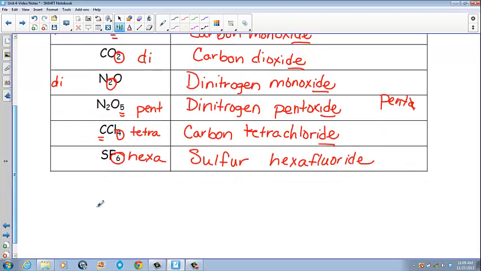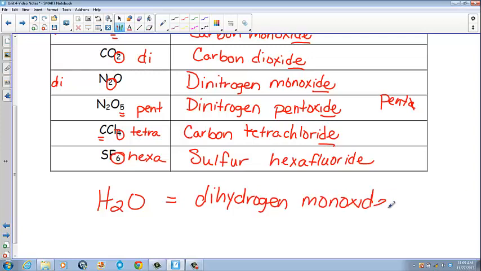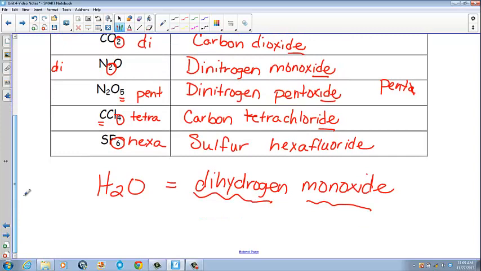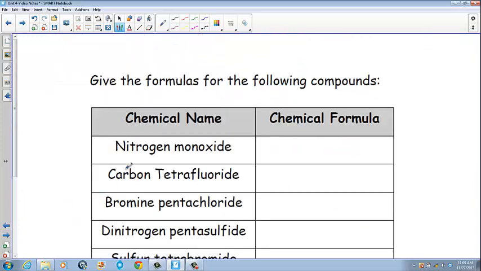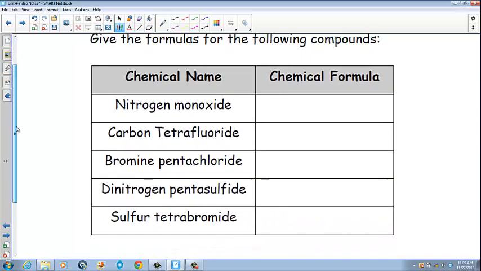Okay. So here's a good one for you, H2O. What would be the covalent compound name for water, 2 hydrogens and an oxygen? Dihydrogen monoxide. So this would be the IUPAC system naming, or the stock system naming for water. Last but not least, let's give the formulas for the following compounds. So we've named them, which was our first objective, and now our second objective is to write the formulas.